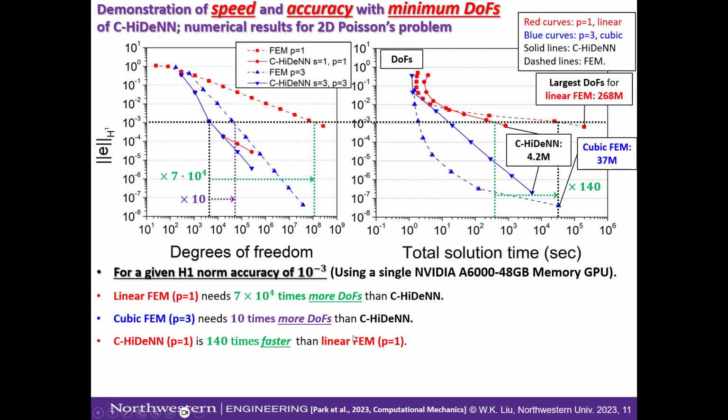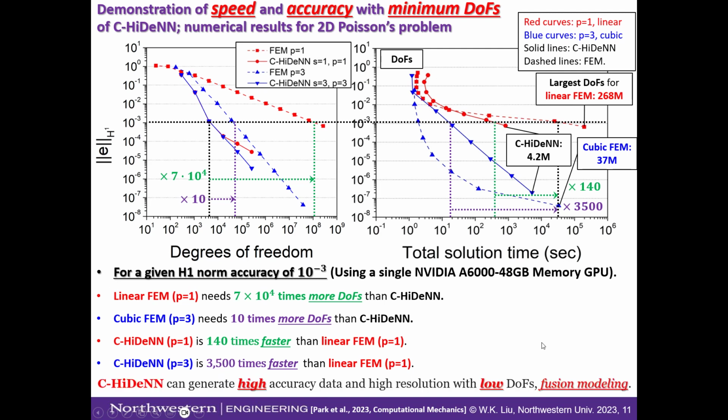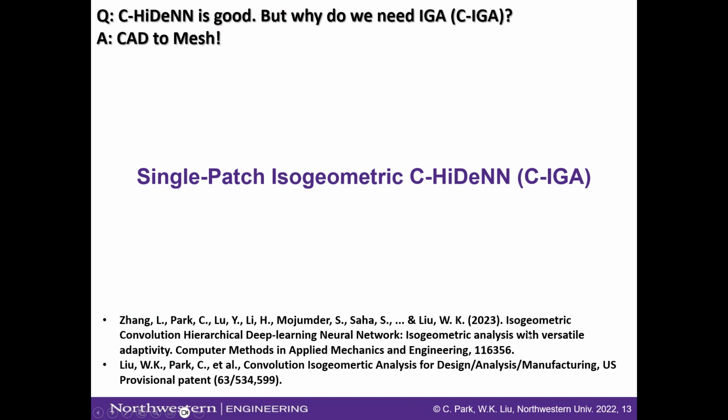In terms of the total solution time, C-HiDeNN is 140 times faster than linear FEM, and higher order C-HiDeNN is even more than 3,000 times faster than linear FEM. Note that everything was coded on GPU program. So FEM and C-HiDeNN are all coded with GPU, but still our method is quite faster than finite element. So up to now we have shown that convolution HiDeNN is good.